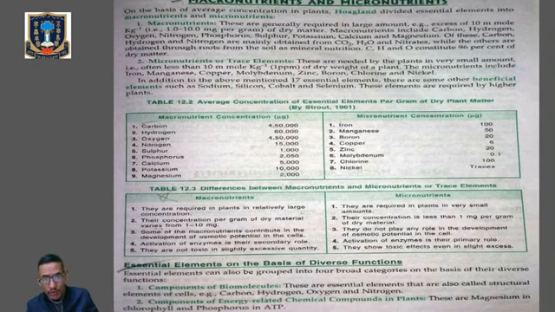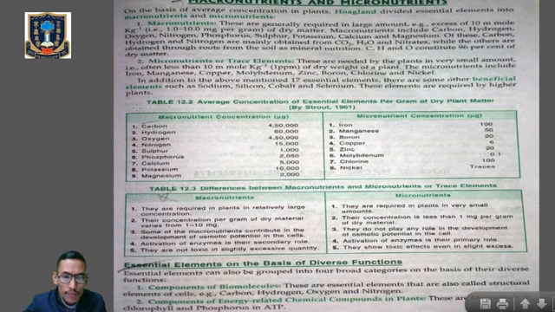And some of the macronutrients are carbon, hydrogen, oxygen, nitrogen, sulfur, phosphorus, calcium, potassium, magnesium. And micronutrients are iron, manganese, boron, copper, zinc, molybdenum, chlorine and nickel. So kindly go with table number 12.2 and table number 12.3.